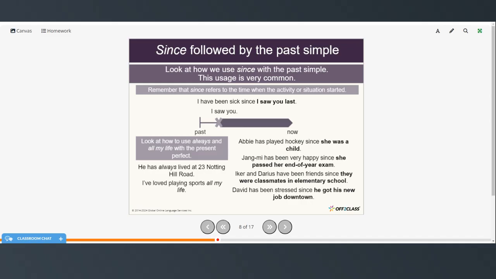And then Abby has played hockey since she was a child. Jung-mi has been very happy since she passed her end-of-year exam. Iker and Darius have been friends since they were classmates in elementary school. And David has been stressed since he got his new job downtown. So you can see that the simple past is in the since clause.